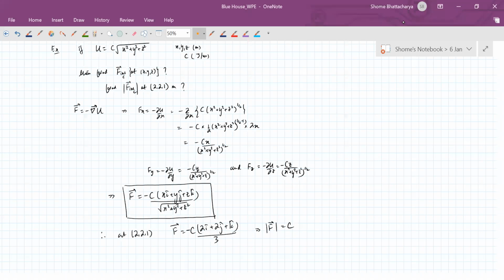So Shikhar, is the calculation clear for the point 2, 2, 1? Okay. Yeah, I understood. So now you've understood the correct way of solving, right? Okay.